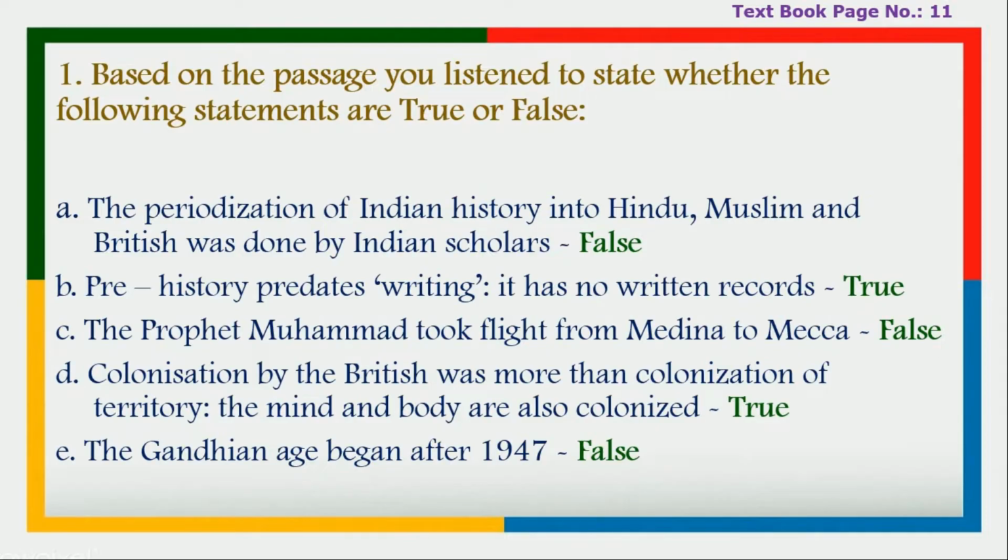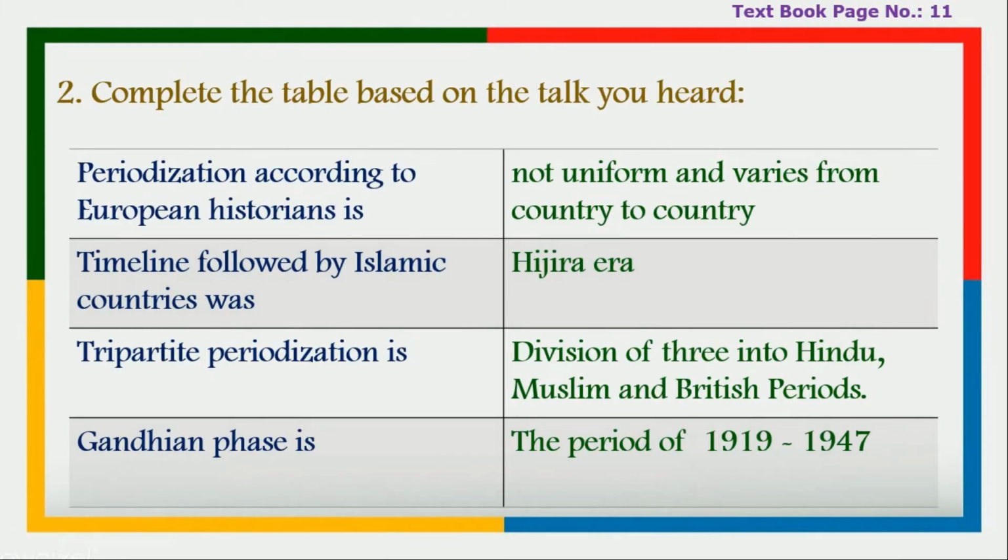Answer, true. The Prophet Muhammad took flight from Medina to Mecca. Answer, false. Next, colonization by the British was more than colonization of territory. The mind and body are also colonized. Answer, true. Next, the Gandhian age began after 1947. Answer, false. Next, second exercise. Complete the table based on the talk you heard. So, இதுவும் அதே passageல இருந்துதான் answers நம்ம பண்ண போறோம்.